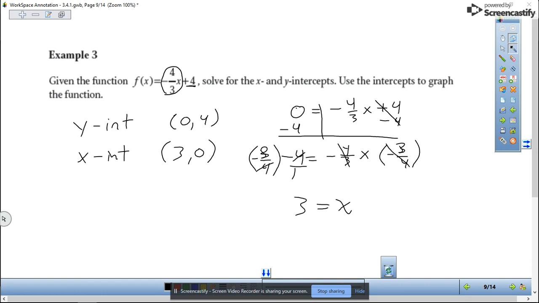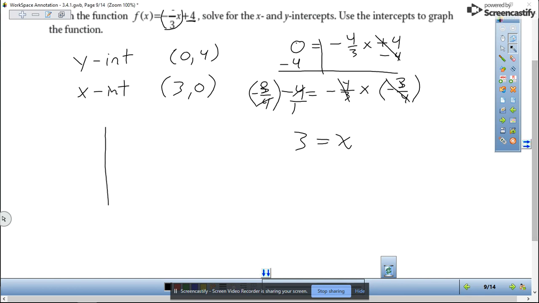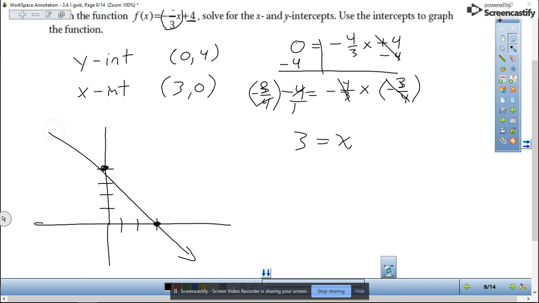If I'm graphing that, then we're talking about 1, 2, 3, 4, (0, 4). 1, 2, 3, (3, 0). And then your line goes through. All right, we'll stop the video there. Next example's coming.